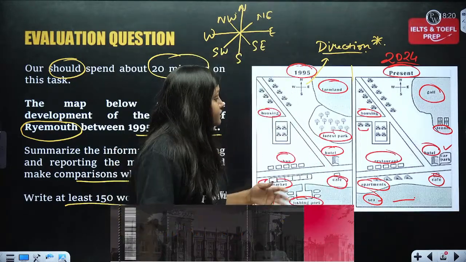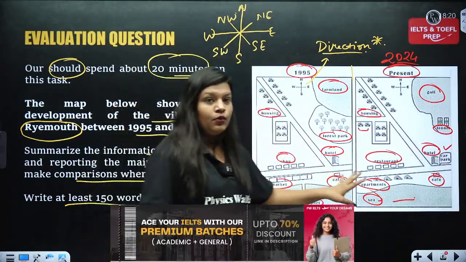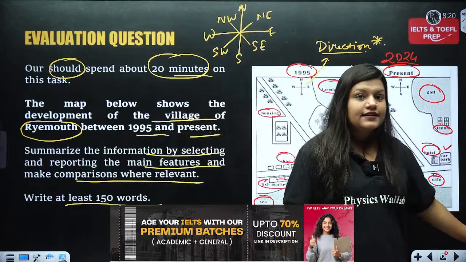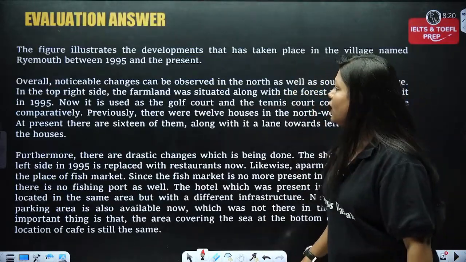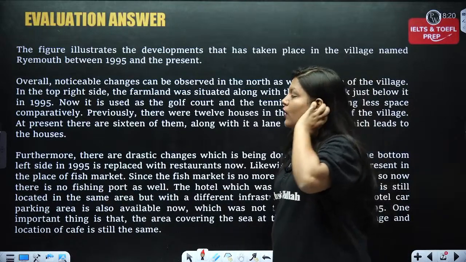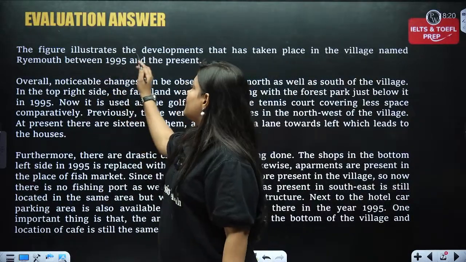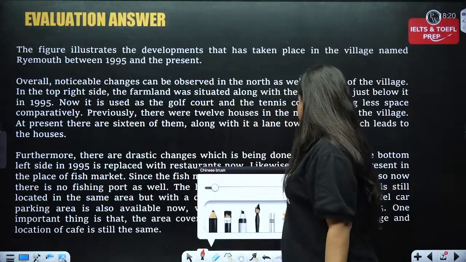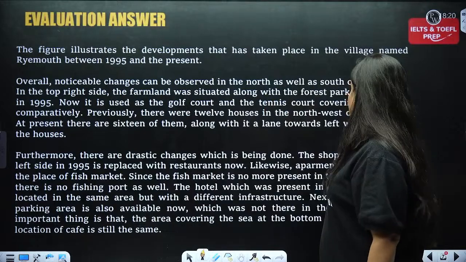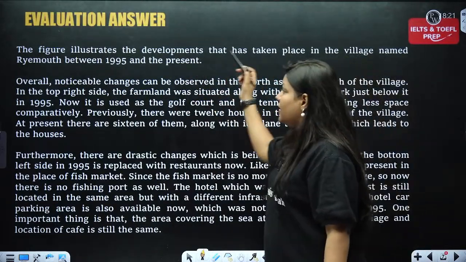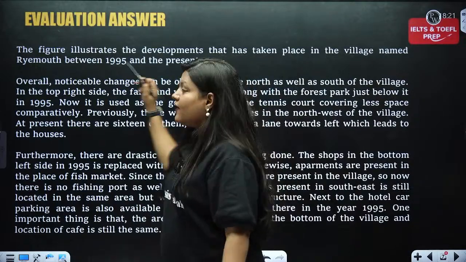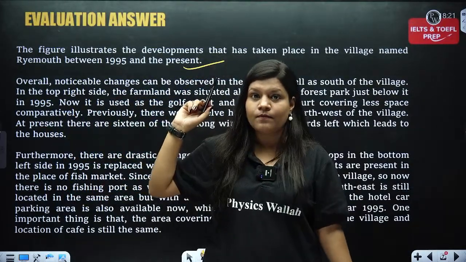Okay. So, now, done with the map. Now, let's understand how the response has been given. Okay. Now, here is the response. Let's have a quick look at it. The figure illustrates the developments. The figure illustrates the development that has taken place in the village named SCH between 1995 and the present. Okay. This is what it is.